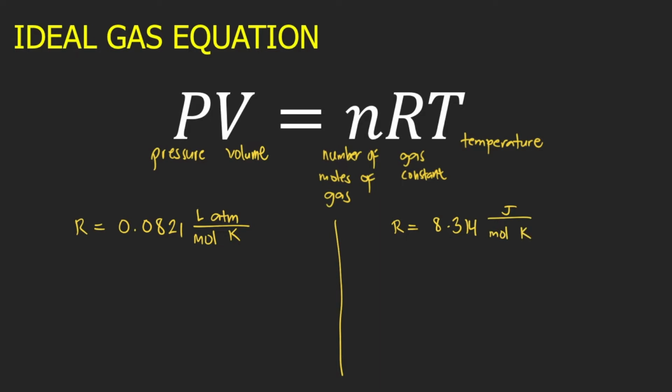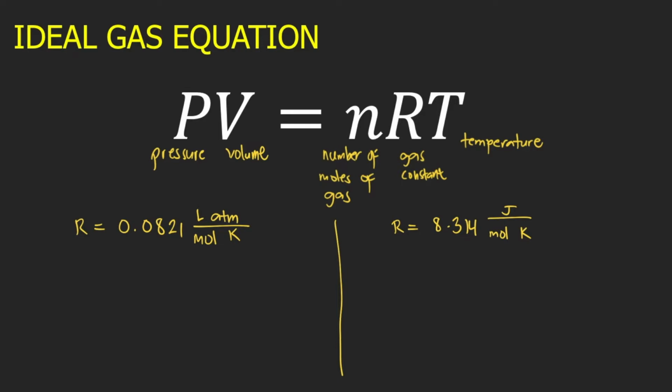Now, students usually ask, how do they know which value of R should be used in the problem? The answer is, it depends upon convenience. There are problems where it is more convenient to use the 0.0821, and there are other problems where it is more convenient to use the 8.314. So you should read the problem, look at the given, and decide which value of R is more convenient to use.